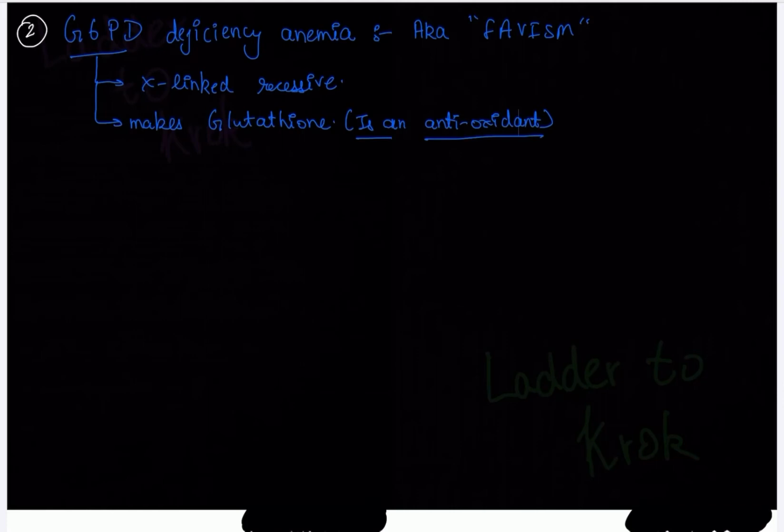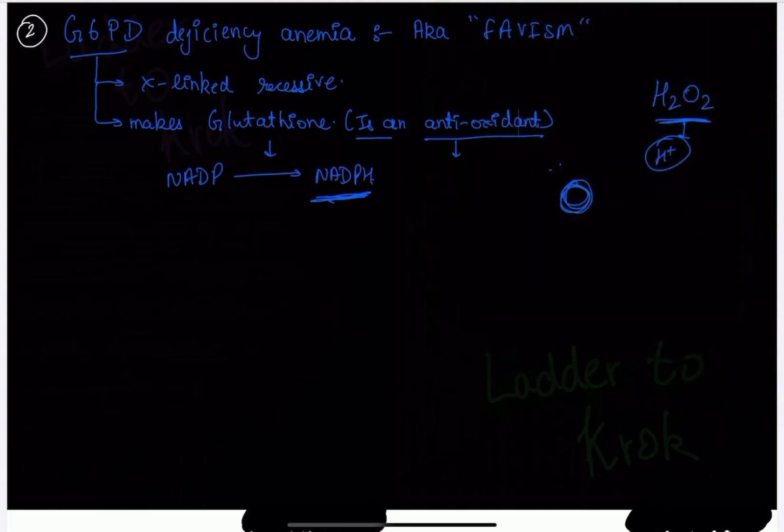How is it an antioxidant? This glutathione helps convert NADP to NADPH, and you will study this in detail in biochemistry. Just imagine there is an RBC, and in your body there are many oxidizing particles or free radicals, like H2O2, which gives H plus ions. These free radicals don't know where to attack. They usually form in your body to attack bacteria or other antigens, but they don't know what to attack and what to avoid, so they can attack anything, like your red blood cells. So NADPH helps to protect your red blood cell from the effect of these free radicals.